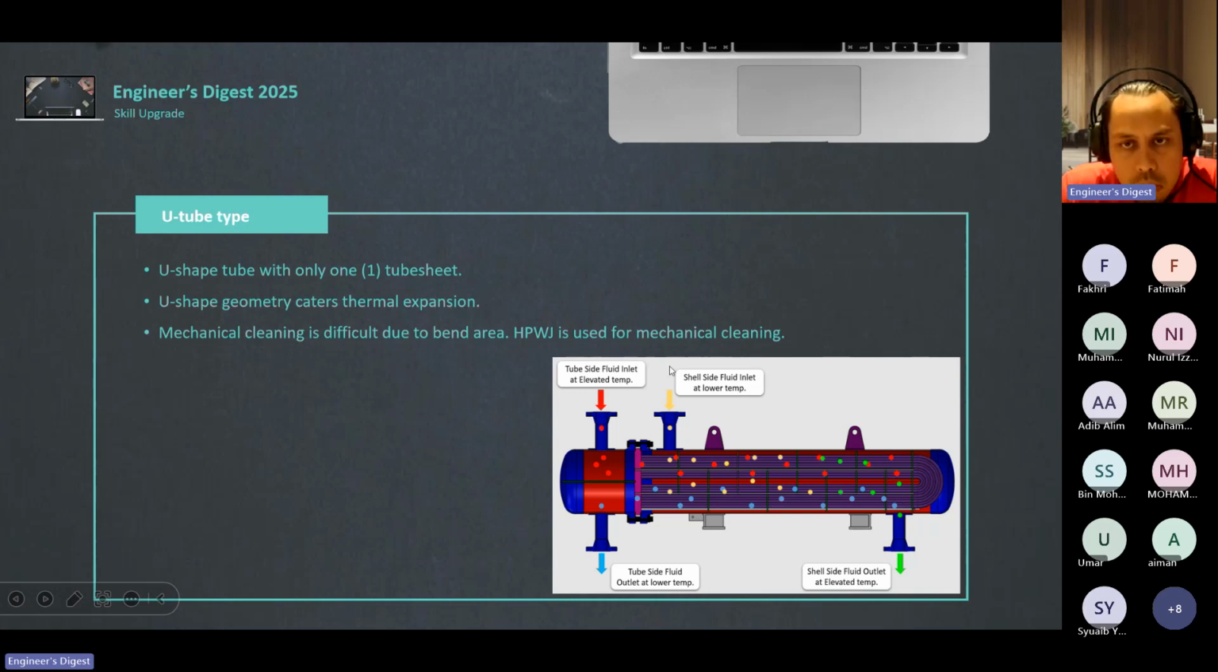Thank you. Mechanical cleaning is difficult due to the bend area. This area will be difficult. HWJ is used for mechanical cleaning from the tube side.